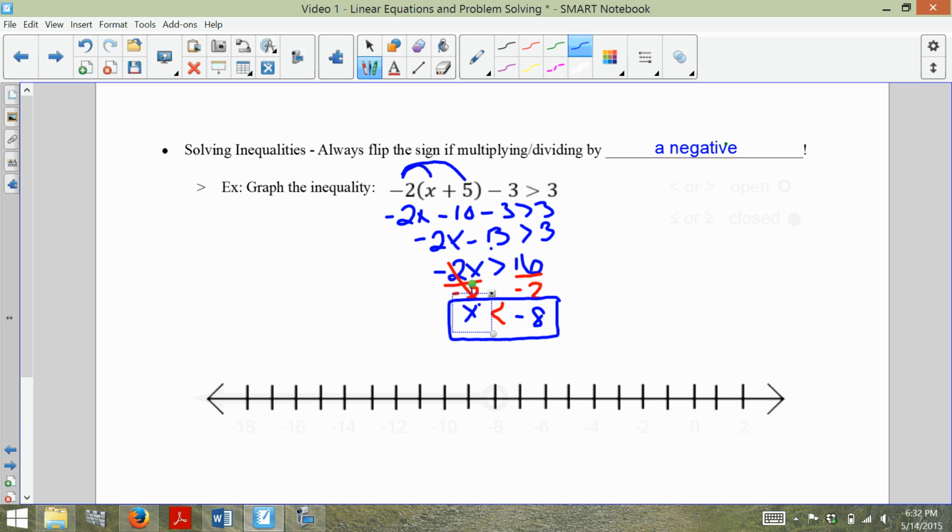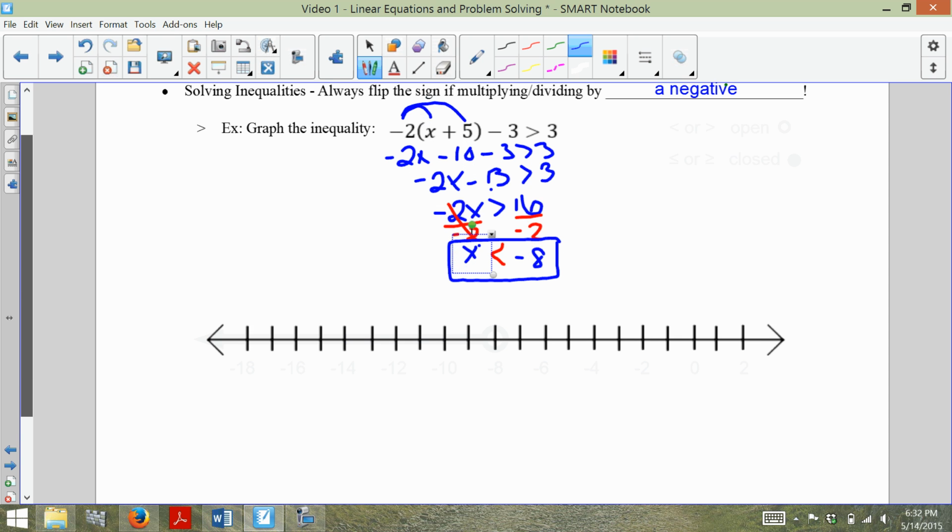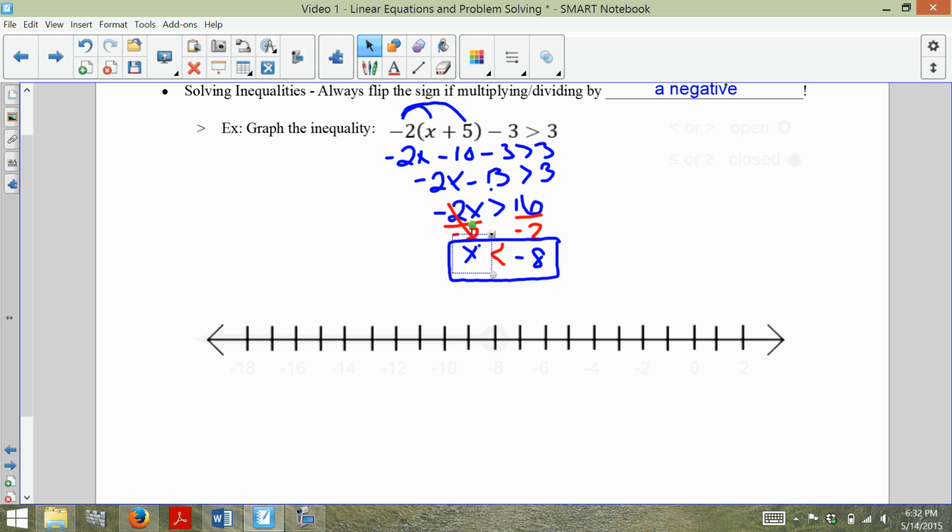Now the next thing I want to do is represent this inequality on a number line as a graph. So my critical value here is negative 8. That's the number that I want to plot on the graph itself. And when I do that, I want to keep in mind what kind of a dot I'm going to put on my number line. Okay, so we've got the numbers for the number line.